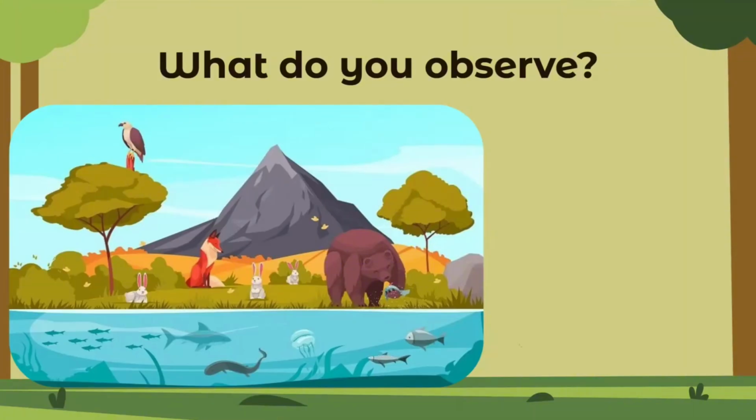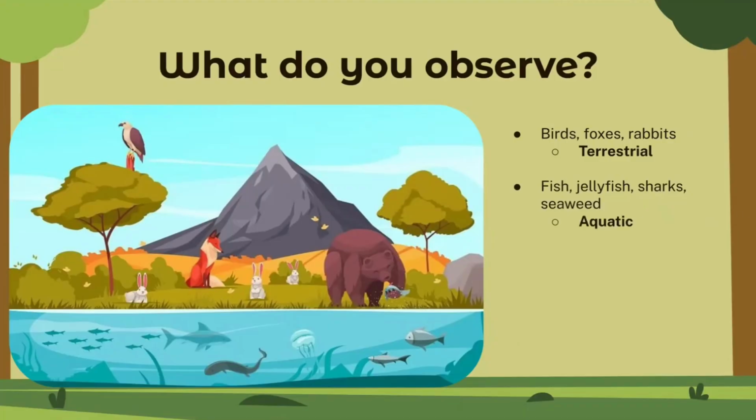So, what do we see in this image? Well, first of all, I see birds, foxes, and rabbits. And we also see a bear there eating a fish. All of the animals that live on land and spend most of their time there are called terrestrial animals. Well, I also see sharks, fishes, jellyfish, and seaweed. Those are all aquatic organisms because they spend most of their time underwater.